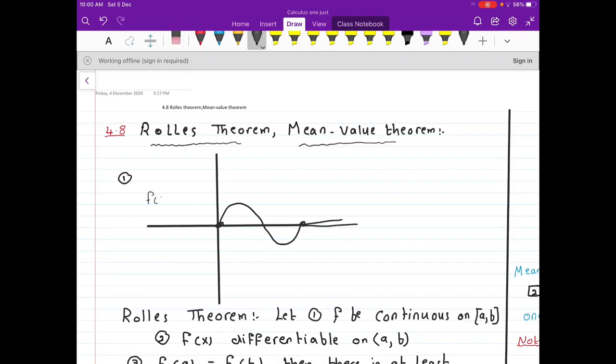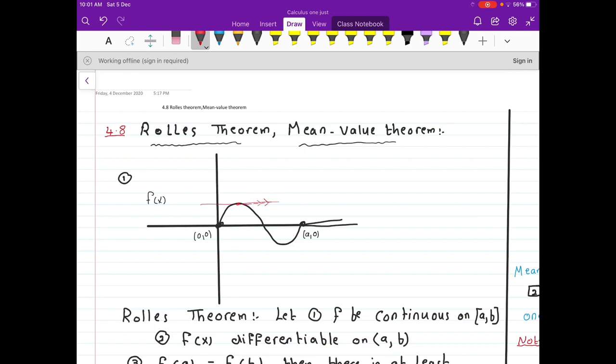Look at the graph of the function f(x). لاحظ هاي البوينت 0 0 وهاي البوينت a 0. واضح إنه صورة 0 equal صورة a and this function is continuous on the closed interval [0, a]. What is the slope of the tangent line at this point? Tangent line at this point. لاحظ the tangent is parallel to the x-axis.